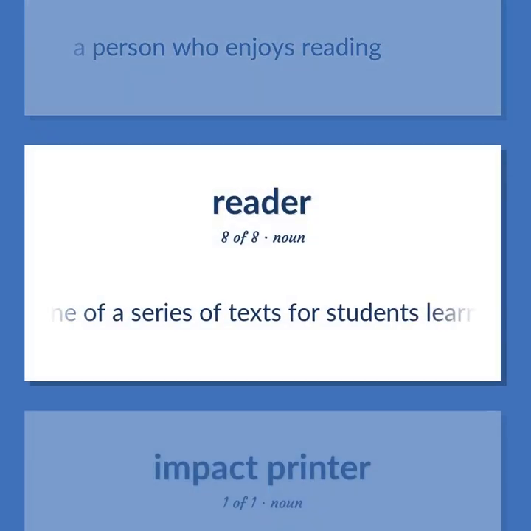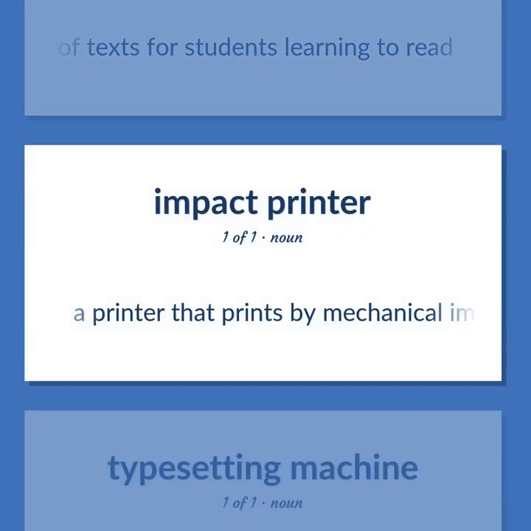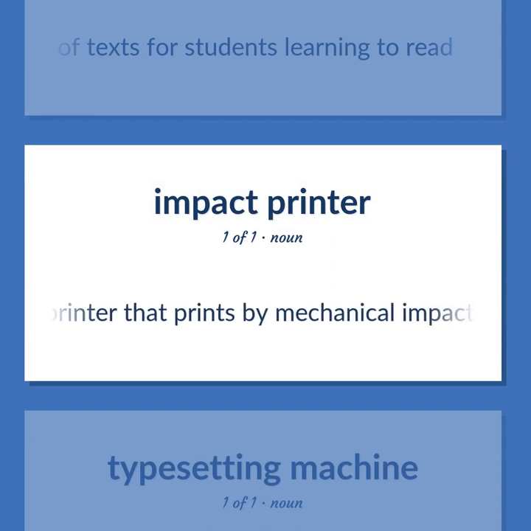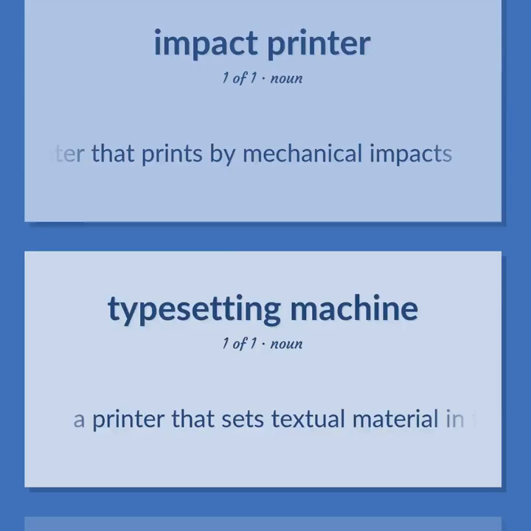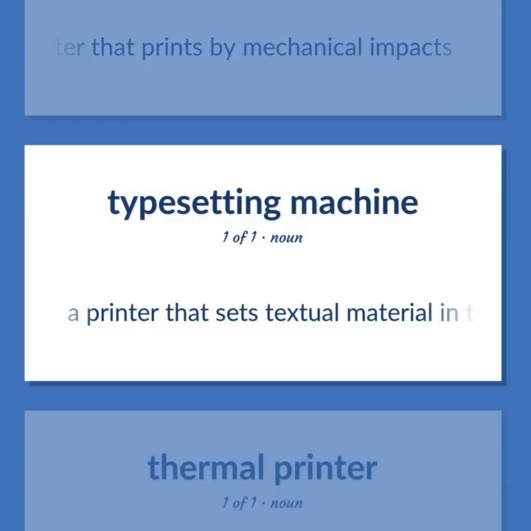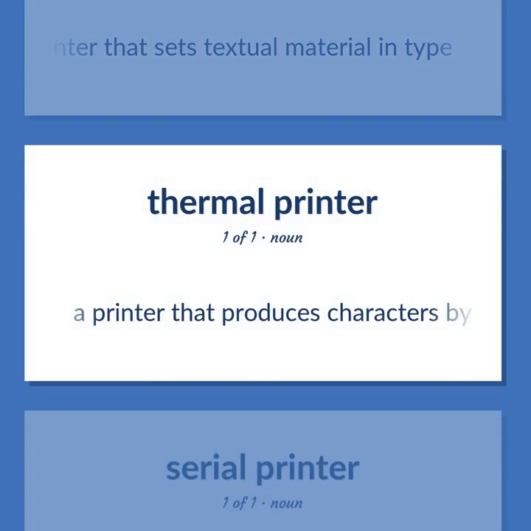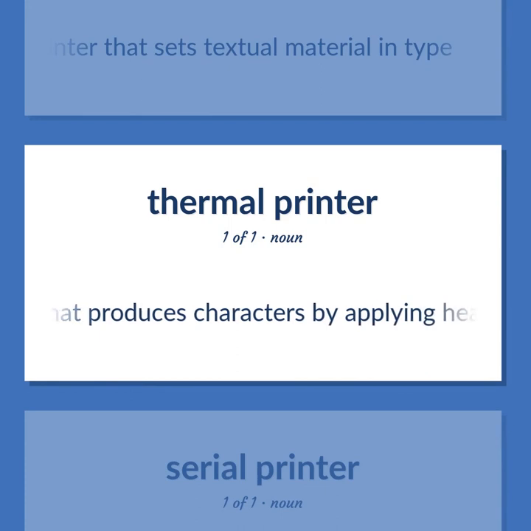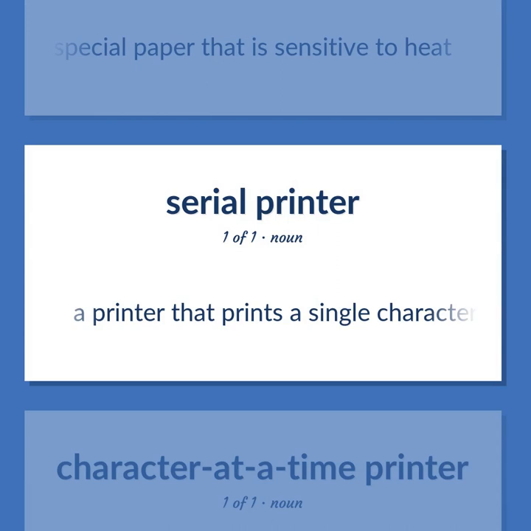One of a series of texts for students learning to read. A printer that prints by mechanical impacts. A printer that sets textual material in type. A printer that produces characters by applying heat to special paper that is sensitive to heat. A printer that prints a single character at a time.